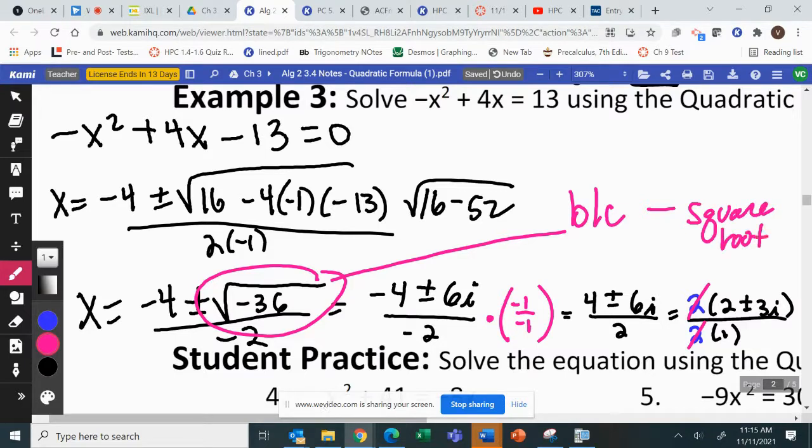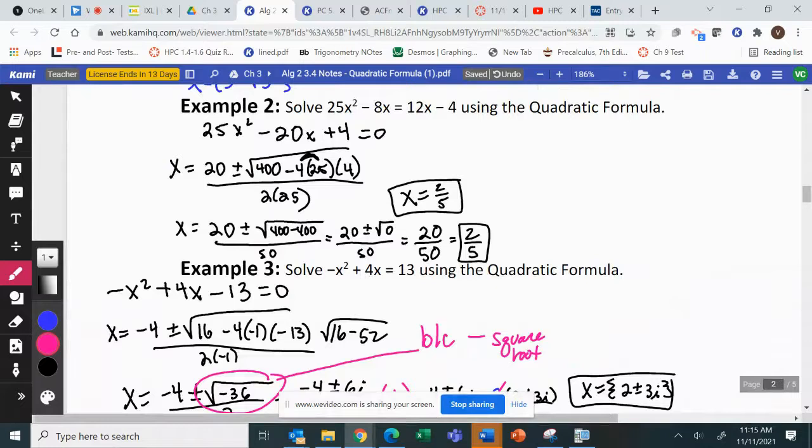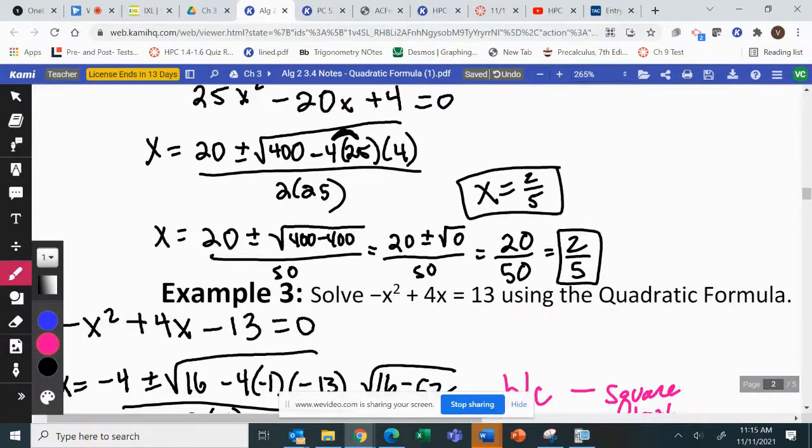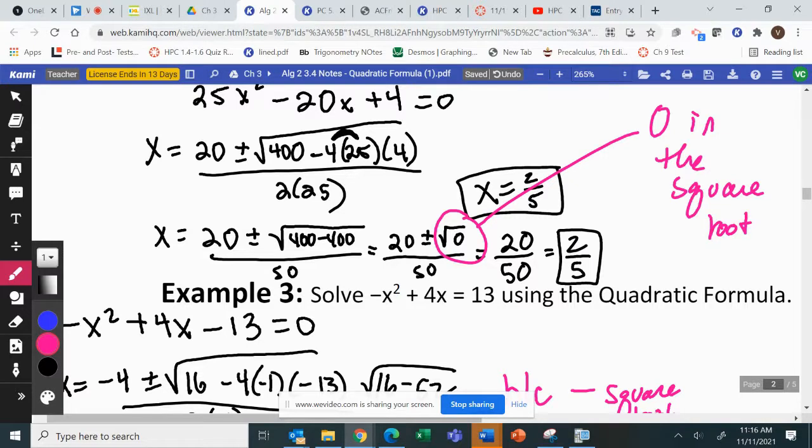Okay. What was the reason why we only had one answer for this example? What was the reason we only had one answer, Allie? Because it was 0 in the square root. You get one answer, and then negative in the square root, you get an imaginary. Yes.